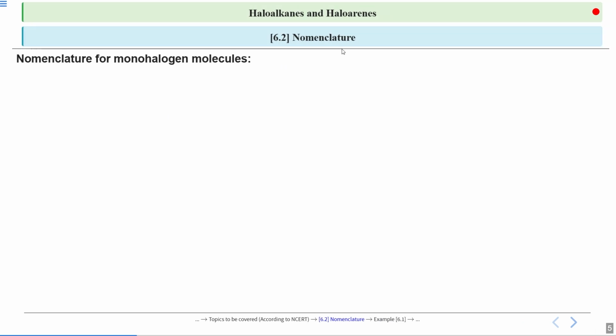Let's start with the nomenclature, 6.2. Let's first see the nomenclature for monohalogen molecules. Monohalogen means, mono means single, one. So any molecule which has one halogen in its structure is a monohalogen molecule. Let's see its nomenclature, starting with common names.